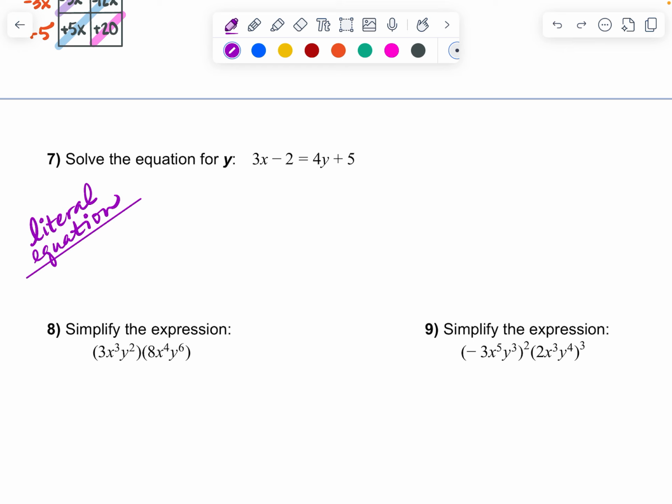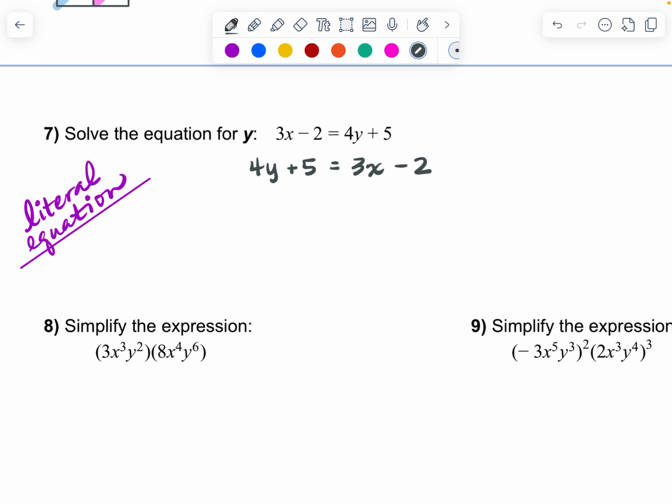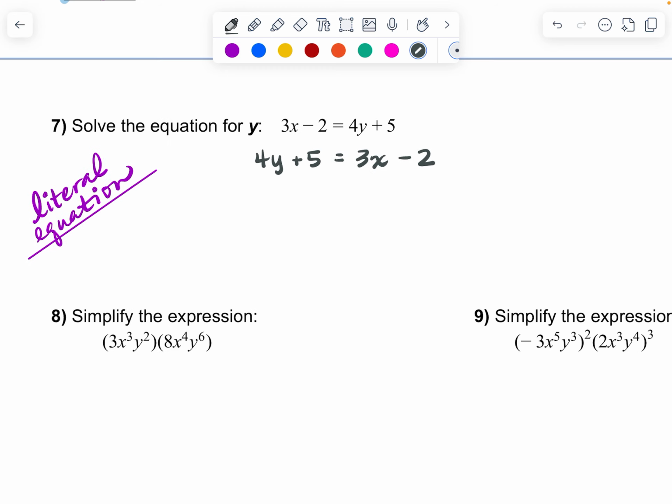Now, if you would rather your y be on this side, then just switch the equation. We talked about this in class the other day. I'm just going to move the 4y plus 5 to the left side, and then move the 3x minus 2 to the right. I haven't changed anything. I'm just swapping sides of the equal sign. And again, you don't have to do that. It's just if you're more comfortable with the y being on the left, like we're used to with y equals mx plus b.